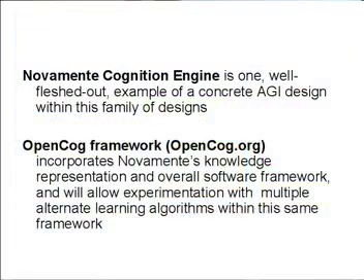The Novamente cognition engine, which I've been talking about, is a pretty detailed and fleshed out design within this general approach. As I've mentioned, we're also working on an open source project called OpenCog, which uses Novamente's knowledge representation and overall software framework, but doesn't make strict commitments about the learning algorithms. In OpenCog, you can plug in any different learning algorithms to our knowledge representation and architecture and see what happens.